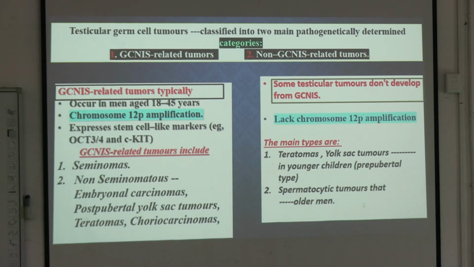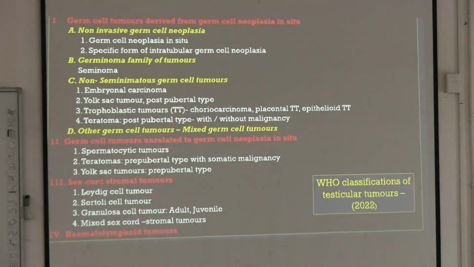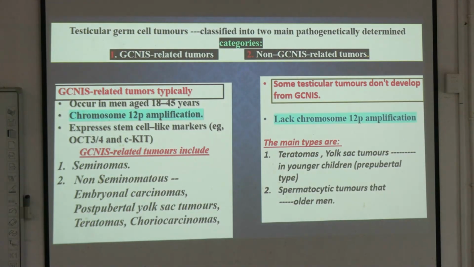Just know that two entities exist: germ cell related, arising from the germ cell neoplasia in situ, and another not associated with the germ cell neoplasia in situ. For treatment purposes, they have classified them in two due to the chromosome 12 amplification. Positive is this side and negative is this side. So these are the two things.